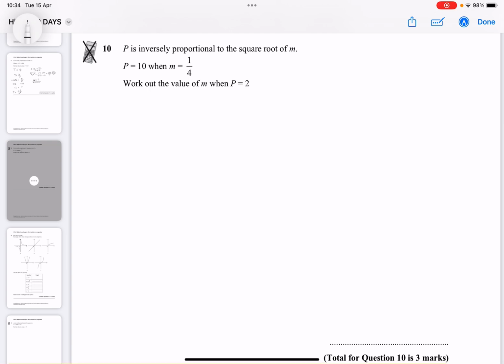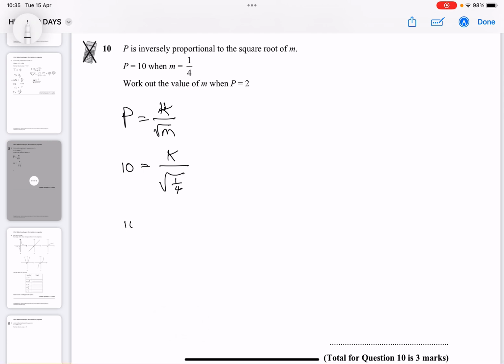P is inversely proportional to the square root of m. P equals 10 when m equals a quarter. Work out the value of m when p equals 2. So P equals K over, because it's inverse, K over the square root of m. 10 equals, now be careful with this, we've got K over the square root of a quarter. Okay, now the square root of a quarter is actually a half.